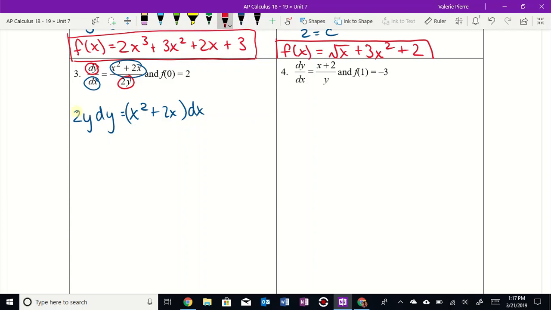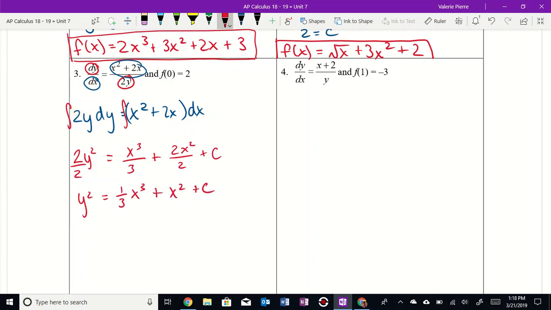All right, now we can integrate both sides. So the antiderivative of 2y in terms of y is 2y squared over 2, plus c, equals the antiderivative of x squared plus 2x. So we get x cubed over 3 plus 2x squared over 2 plus c. So we have y squared equals 1/3 x cubed plus x squared plus c.